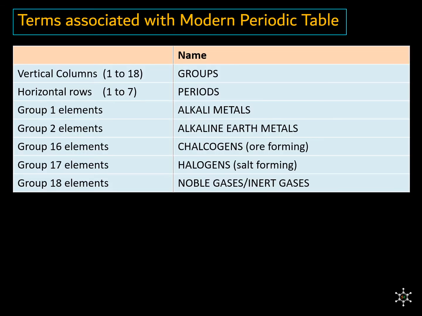Let us repeat the terms associated with the modern periodic table. Vertical columns are called groups. Horizontal rows are called periods. Group 1 elements are called alkali metals. Group 2 elements are called alkaline earth metals. Group 16 elements, that is the oxygen family, are called chalcogens. Group 17 elements, that is the fluorine family, are called halogens. Group 18 elements are called noble gases or inert gases.